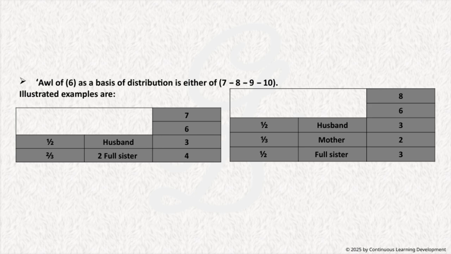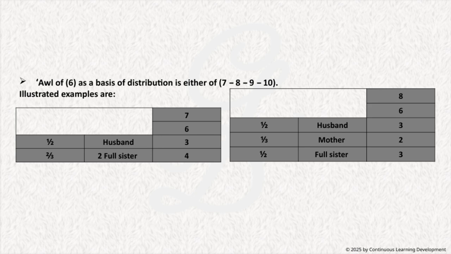Moving to the second set of numbers, we see the same family members, but with different values. The husband remains at 3 parts, but the full sisters now share 2/3, totaling 4 parts. The key concept here is that the entire estate, which is 6, is divided based on these proportions. The basis for this distribution, the 6, is derived from other related figures, specifically 7, 8, 9, or 10, which are different possible bases to consider.